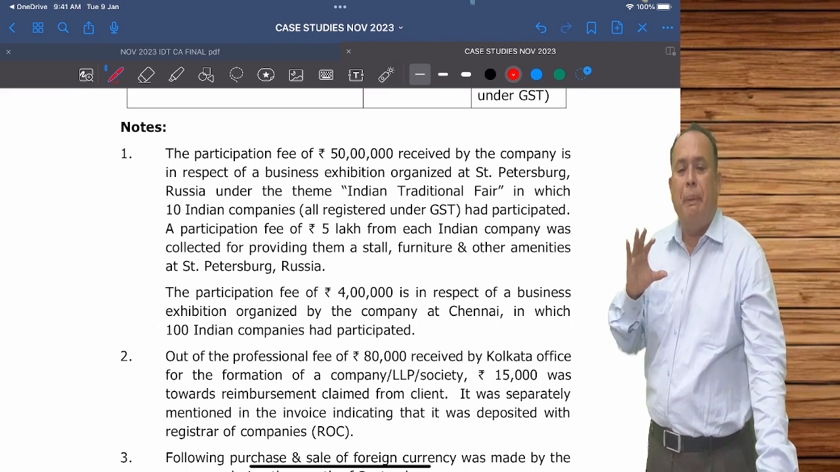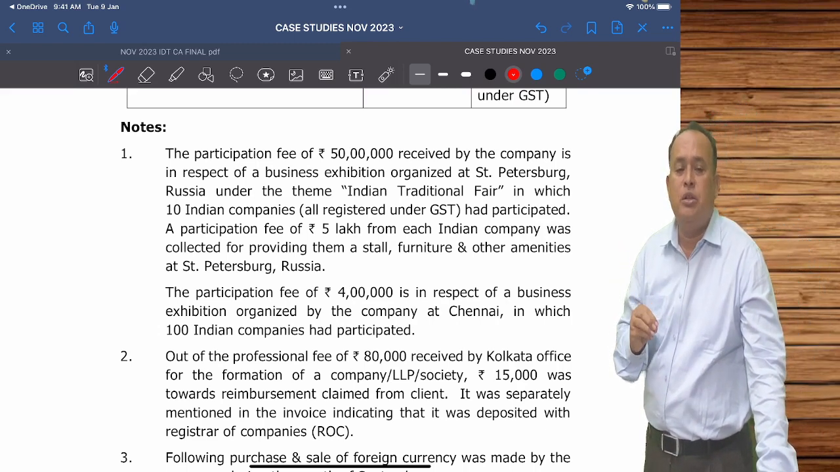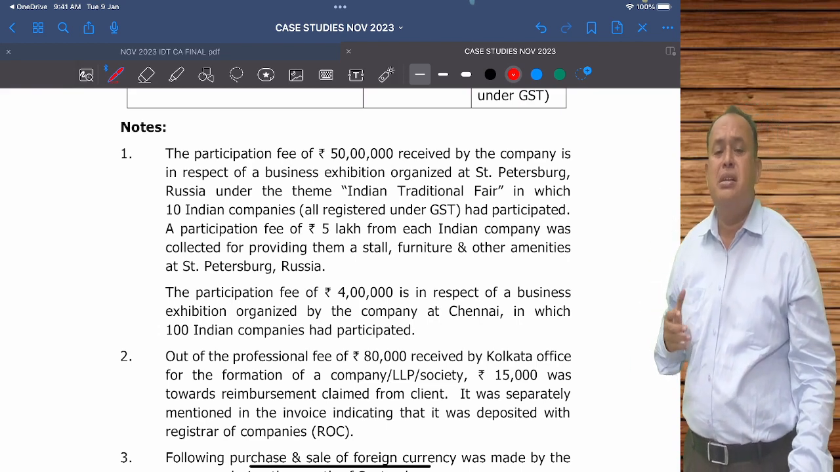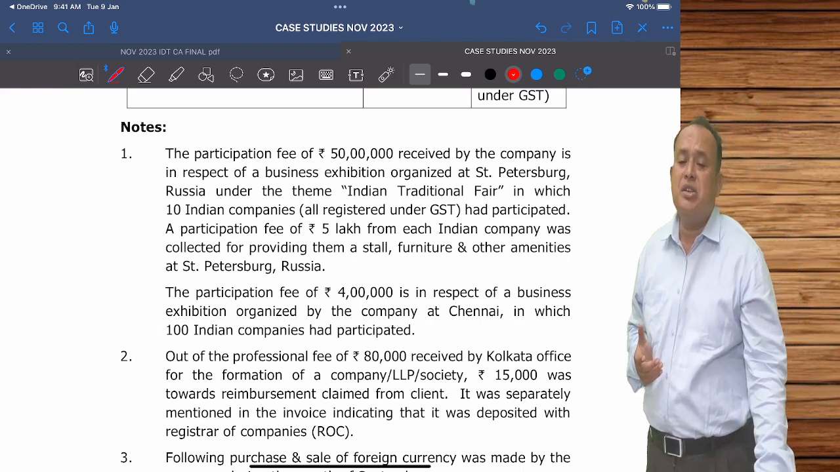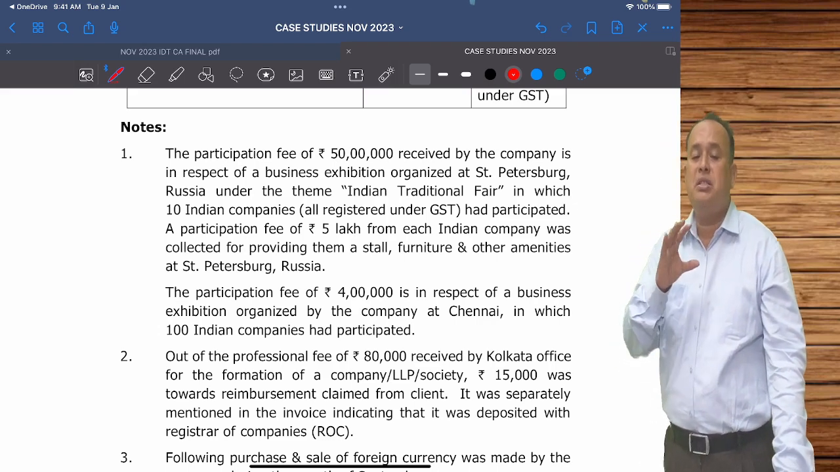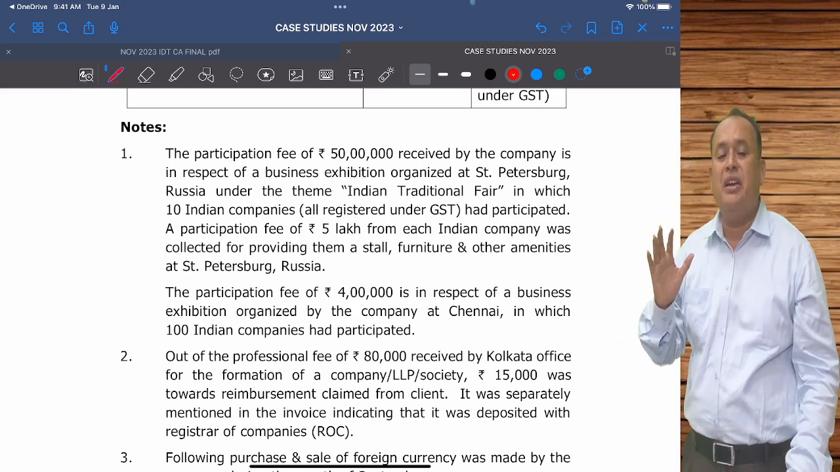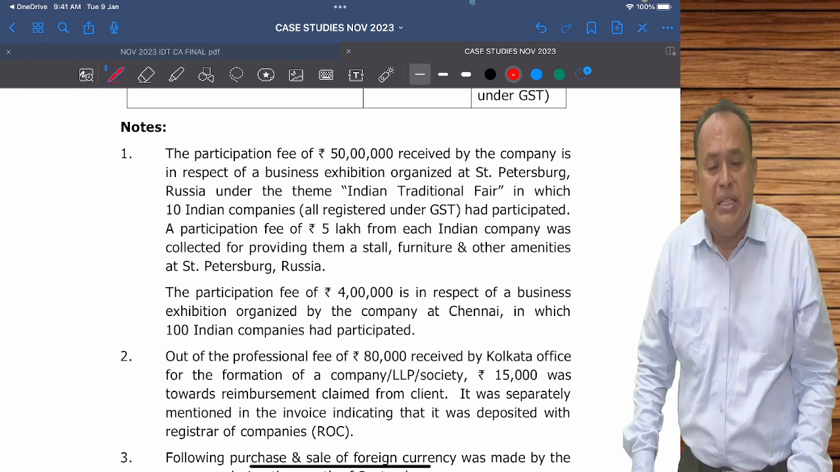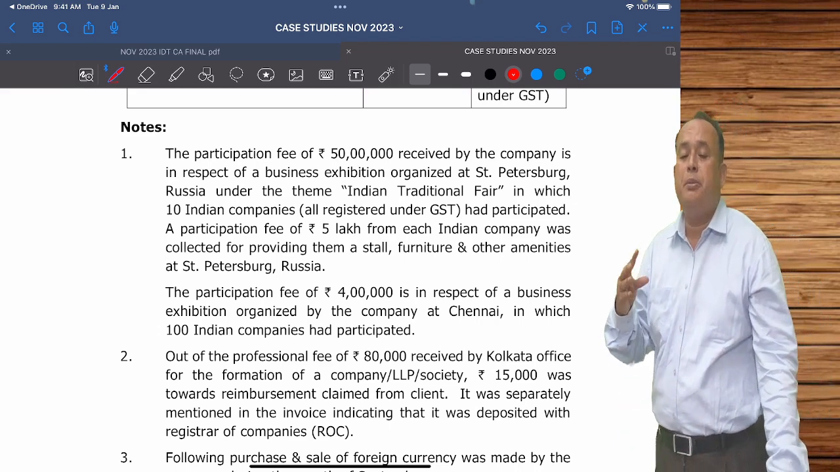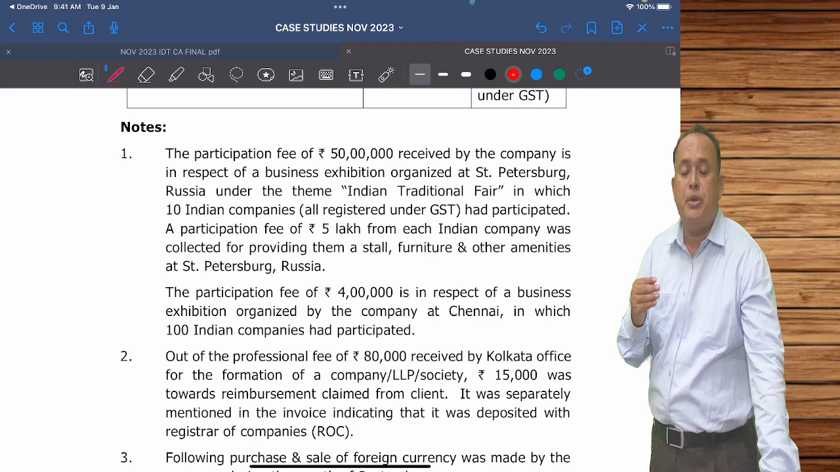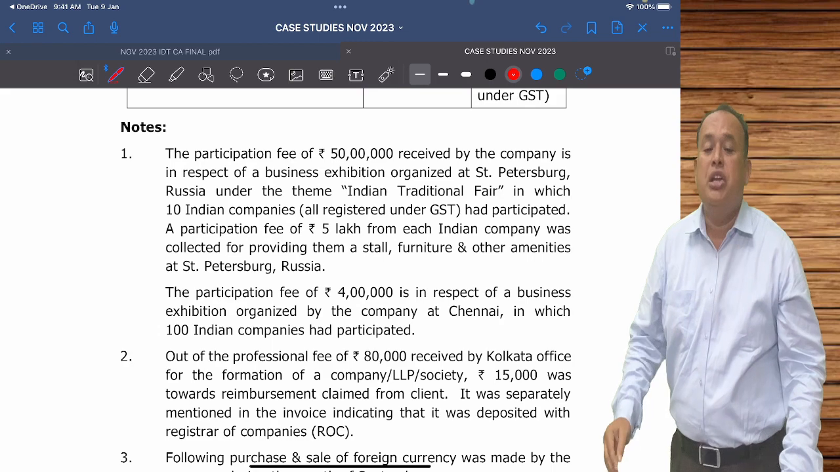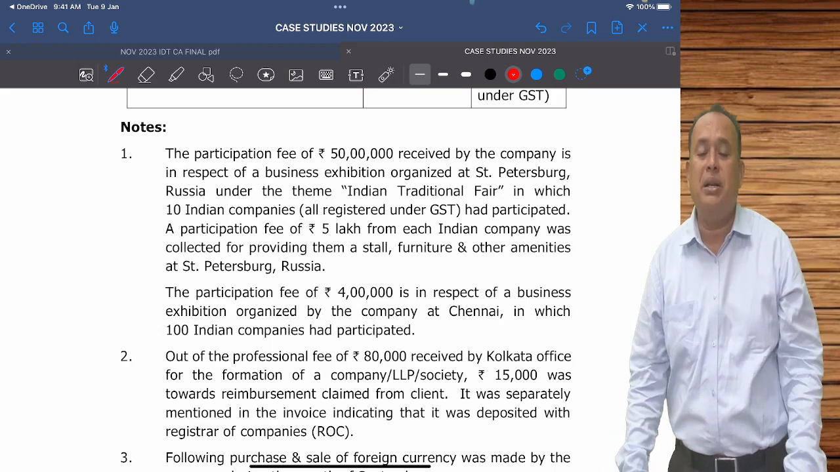Note, point number 1. Participation fee of rupees 50 lakhs received by the company in respect of a business exhibition organized at St. Petersburg, Russia under the theme Indian Traditional Fair, in which 10 Indian companies, all registered with GST, had participated. A participation fee of rupees 5 lakh from each Indian company was collected for providing them a stall, furniture and other amenities at St. Petersburg, Russia. The participation fee of rupees 4 lakh is in respect of the business exhibition organized by the company at Chennai, in which 100 Indian companies had participated.